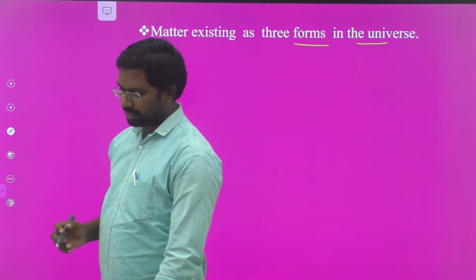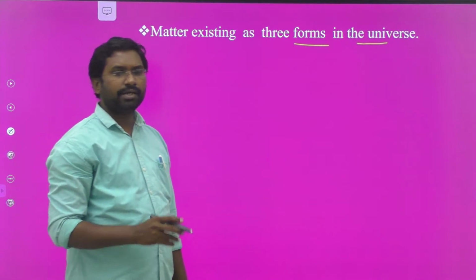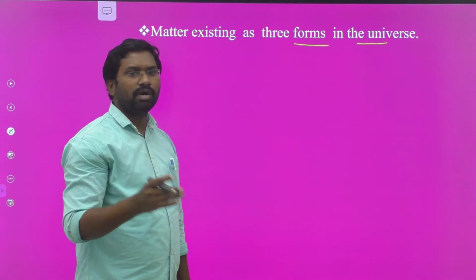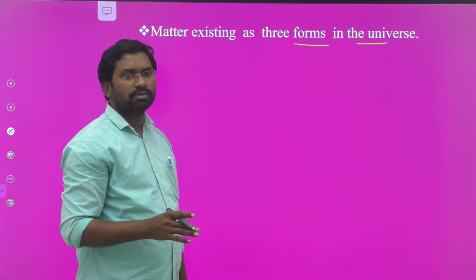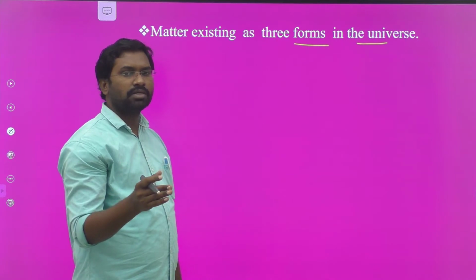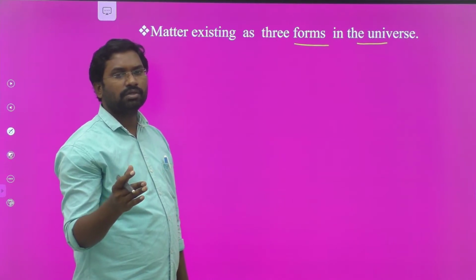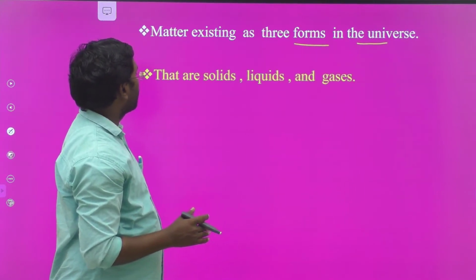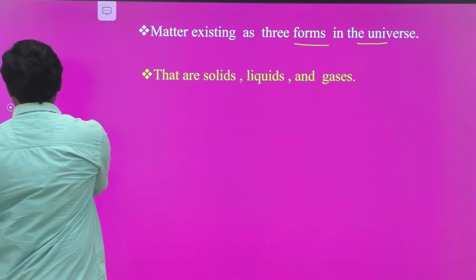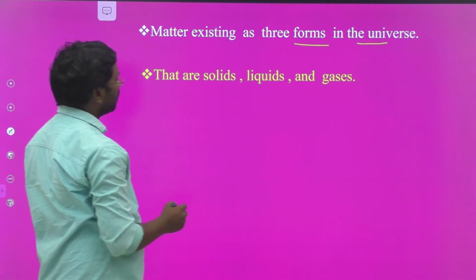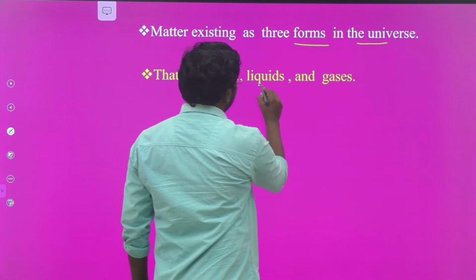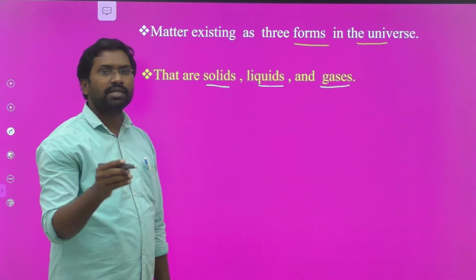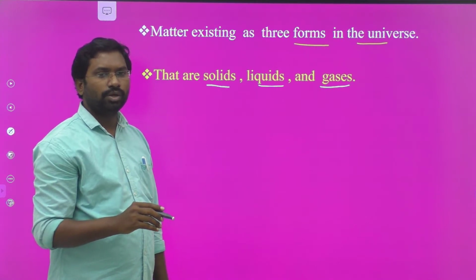So matter can be defined as having mainly two properties. What are they? The first one, it has some mass and occupies some space. The substance which has some mass and occupies some space is matter. Generally, matter exists in three forms, mainly solids, liquids and gases. Solids, liquids and gases are the three main existing forms of matter in the universe.